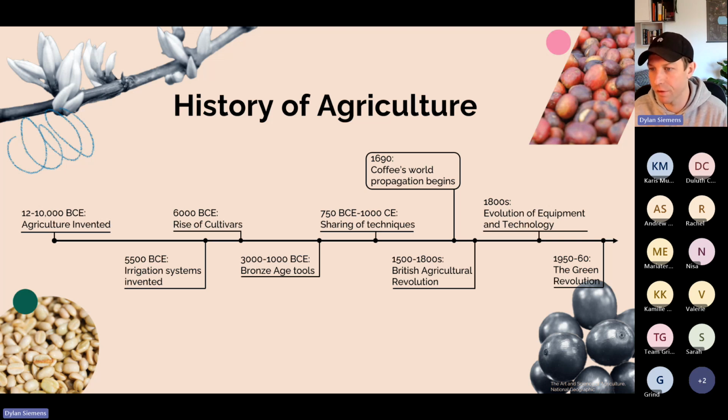The second wave, 1500s, the British Agricultural Revolution. This is when plants start to be traded and moved around the world, and people's diets begin to expand rapidly, right? This is the time period in which coffee starts to move around the world. And then the third wave of agriculture hits around the 1950s.